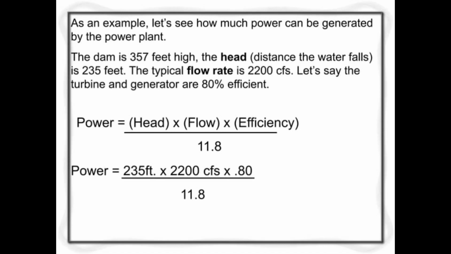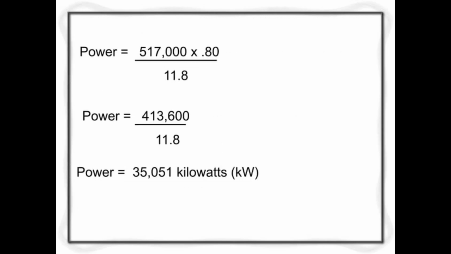So the power is equal to head times flow times efficiency divided by 11.8. Here the head is 235 feet, the typical flow rate is 2200 CFS and the efficiency is 80%, divided by 11.8. That gives 35,051 kilowatts of power. Thank you.